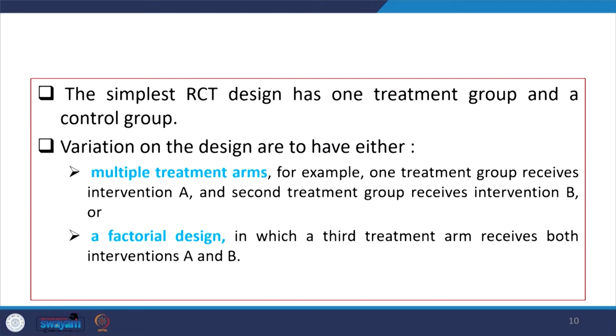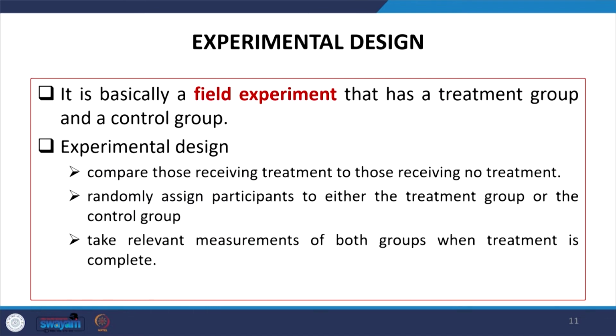In the case of multiple treatment arms, for example, one treatment group receives intervention A and a second treatment group receives intervention B, and accordingly we can classify. In the case of a factorial design, a third treatment arm receives both intervention A and intervention B. Individually we have intervention A and intervention B in each case, and in the factorial design there might be cases where both interventions are taken.